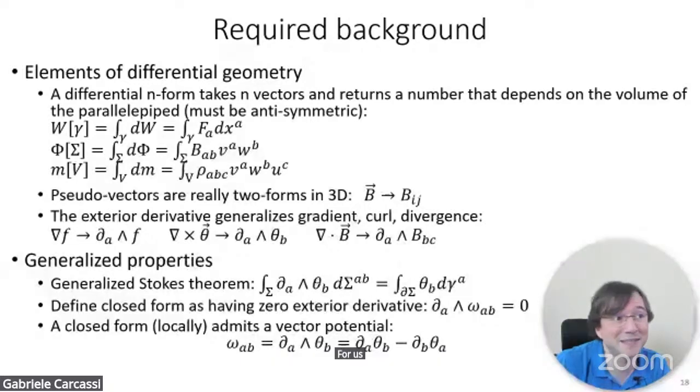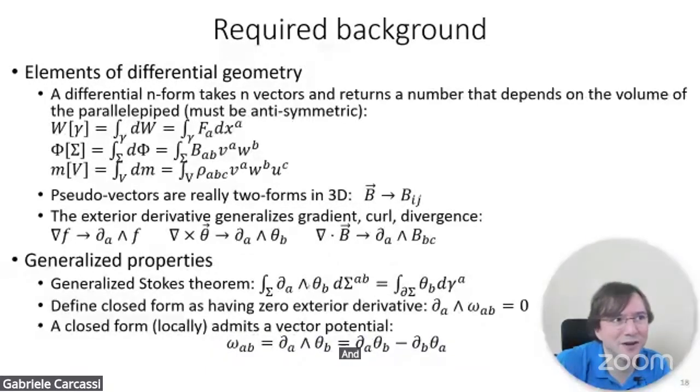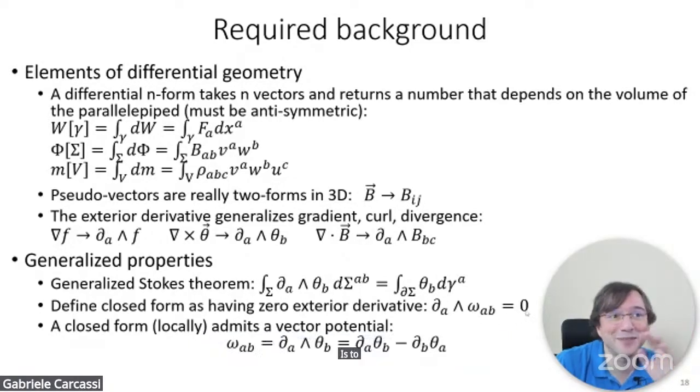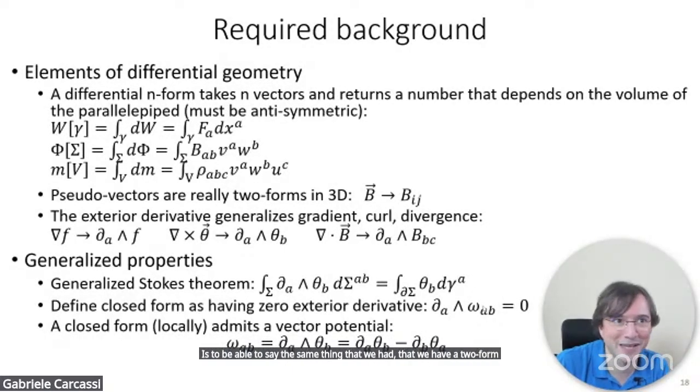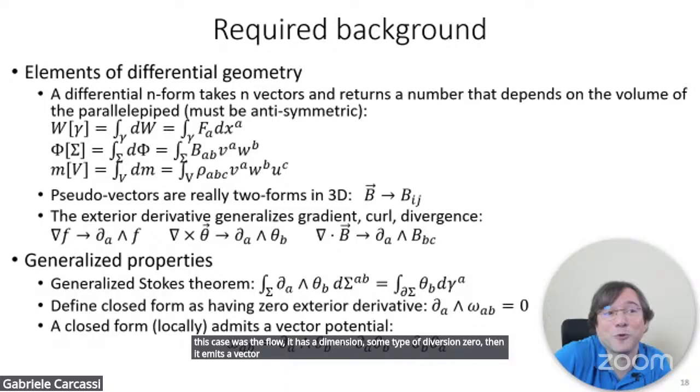For us, it's still going to be a vector potential, so you don't have to understand the general case, but the important thing is that this works. And also what gets generalized: if I have a 2-form whose exterior derivative is 0, which means its divergence is 0, then it admits a vector potential. So the point of doing all this is to be able to say the same thing that we had: we have a 2-form, in this case the flow, it has some type of divergence 0, then it admits a vector potential. So that's what the math that we have here allows us to do.